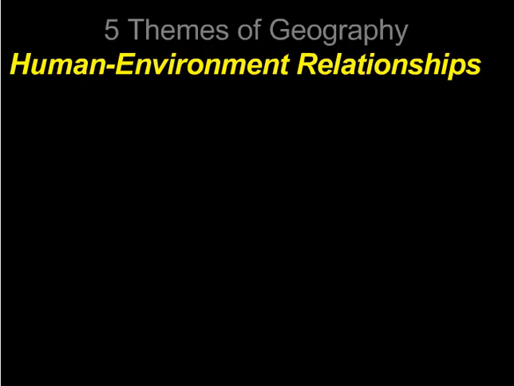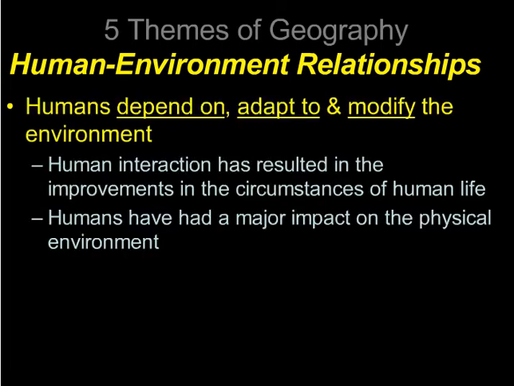The third theme of geography that we're going to talk about is human-environment relationships. This is very much a growing area in which people are trying to understand our impact on the environment, but also how we have to, over time, adapt and depend on the environment. That gets us to our definition: humans depend on, adapt to, and modify the environment.